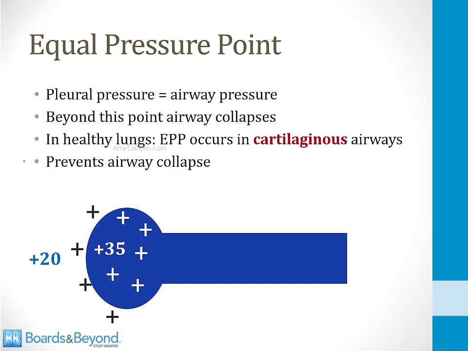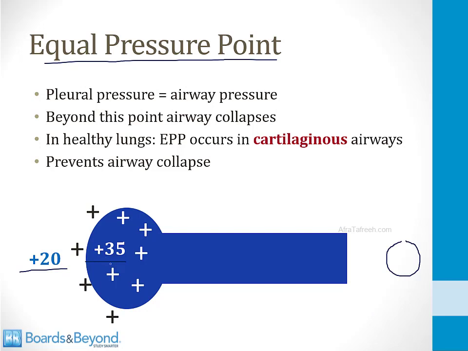So let's talk about that now. This involves an important pulmonary physiology concept called the equal pressure point. So let's look at this alveolus I've drawn at the bottom of the screen. We're engaging in a forced exhalation. The pleural pressure is positive at plus 20, and the alveolar pressure is even more positive at plus 35. And out here, the atmospheric pressure is 0.